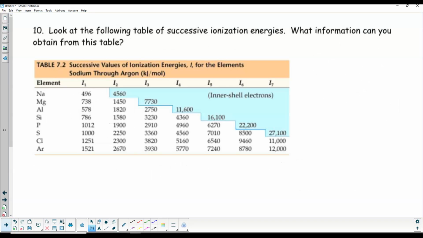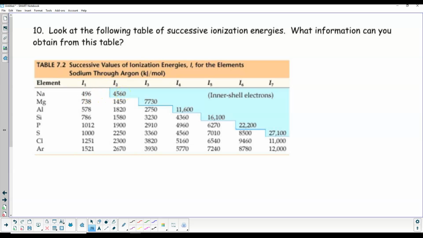Okay, here's a table of successive ionization energies. So what information can we obtain from this table? Well, we talked about this a little bit in class. I demonstrated this. When you're looking at I1, I2, I3, I4, this is telling you how much energy it takes to remove 1 electron from an atom, a second, a third, a fourth, a fifth, a sixth, a seventh. And what you're looking for when you read this table is a big jump. Something where you have a large gap between the two numbers.